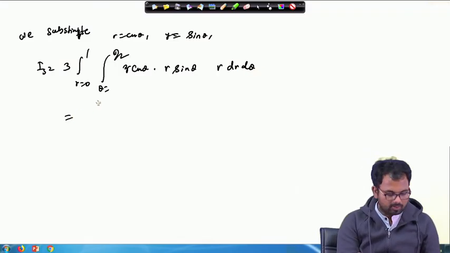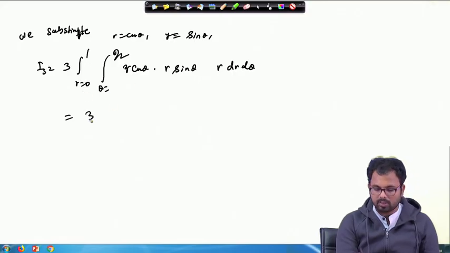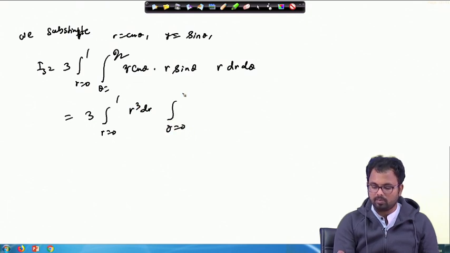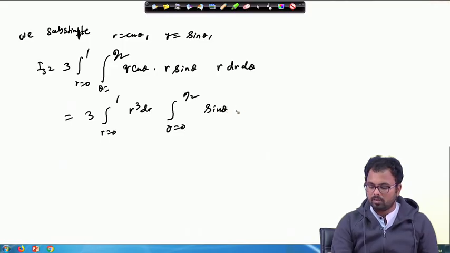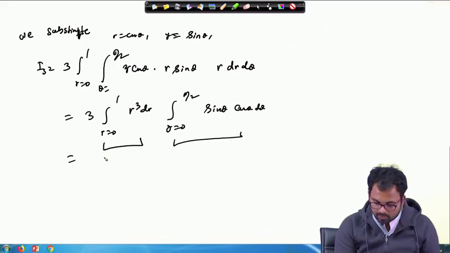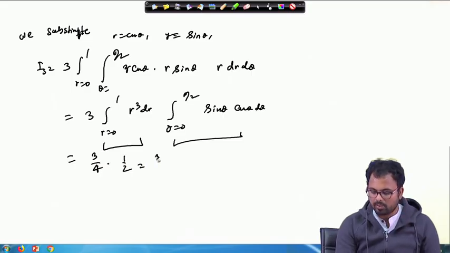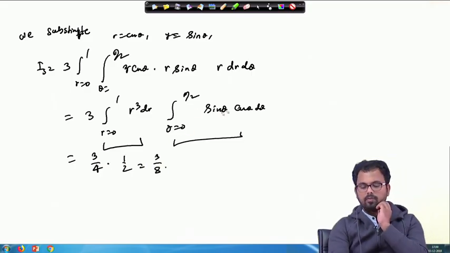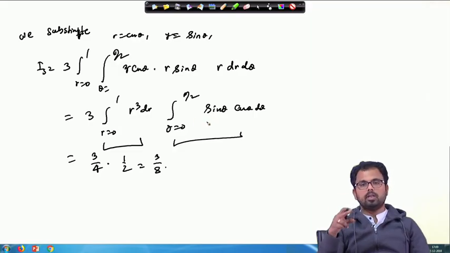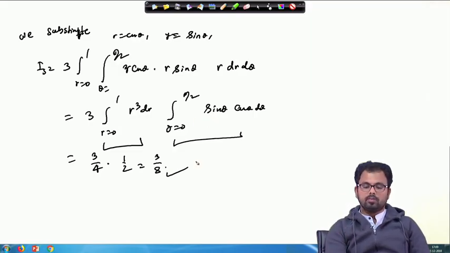If you multiply this whole thing and take the terms in r on one side, this is r running from 0 to 1, r cube dr, and this one will be theta running from 0 to pi by 2, sin theta cos theta d theta. So, we integrate this here and that here, and this will give us 3 by 4 times half. So, this is ultimately 3 by 8. We adjust the half with the 2 here, and then we do sin 2 theta and all that. So, this is the required answer.